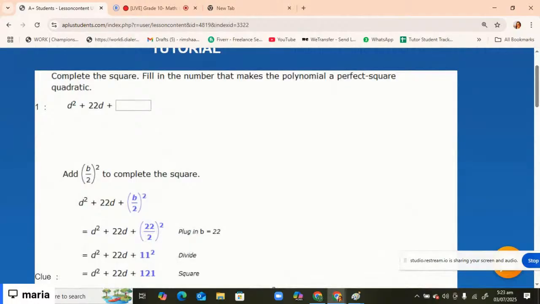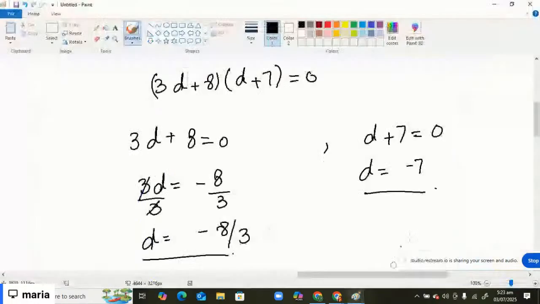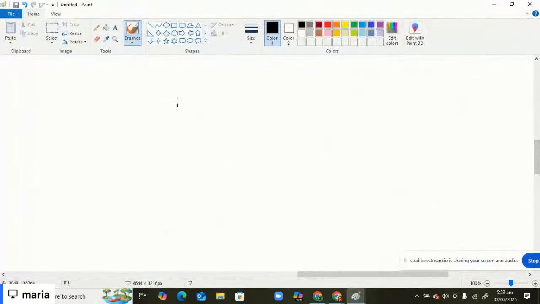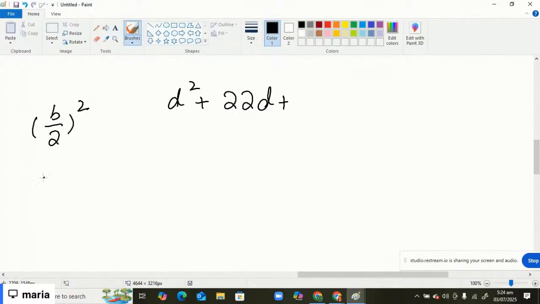Okay, let's do it. d square plus 22d plus, here is the missing place. How to fill this missing place? b by 2, taking the square. What is b here? First of all, I'm going to write a is 1, the coefficient of the d square term. What is b, which is 22? So here we put b by 2 whole square. That missing place, b by 2 whole square.